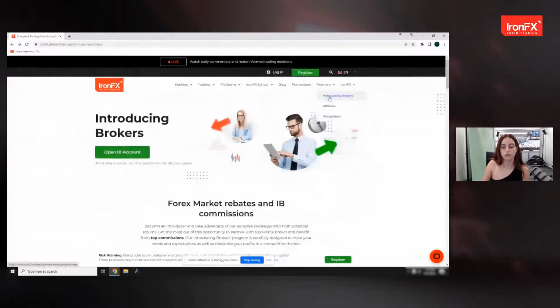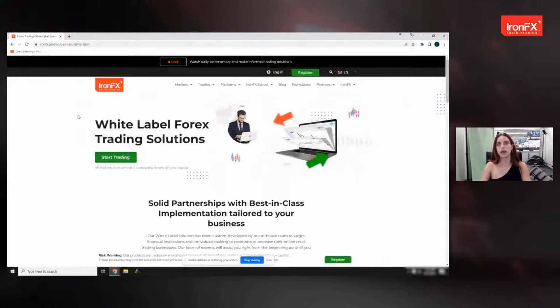Then I want us to go back to our last option, which is white labels. So I will explain it in simple words for you guys that you don't have any experience. So white label is basically an arrangement to market and sell an already existing broker's platform as if it was your own.